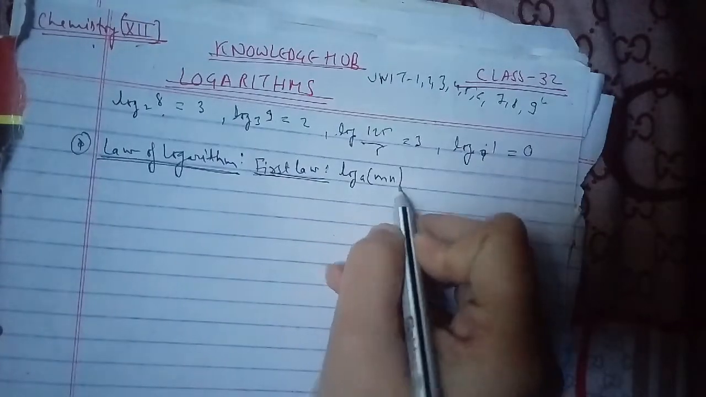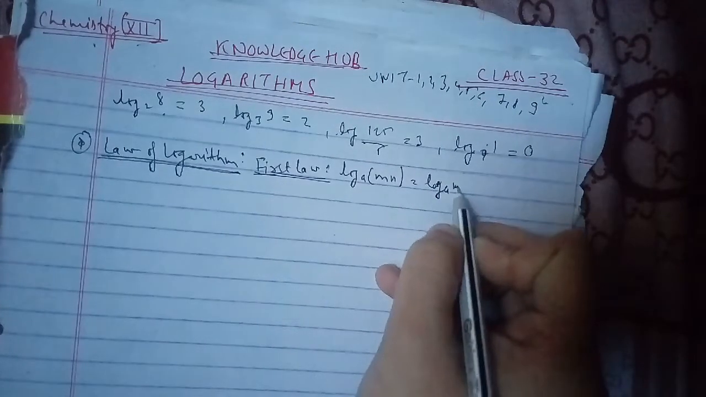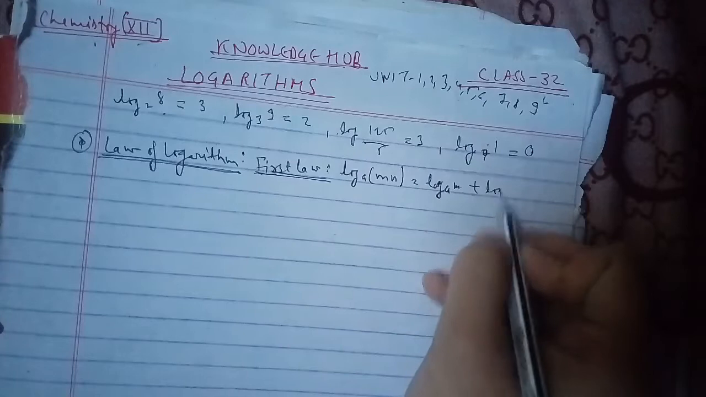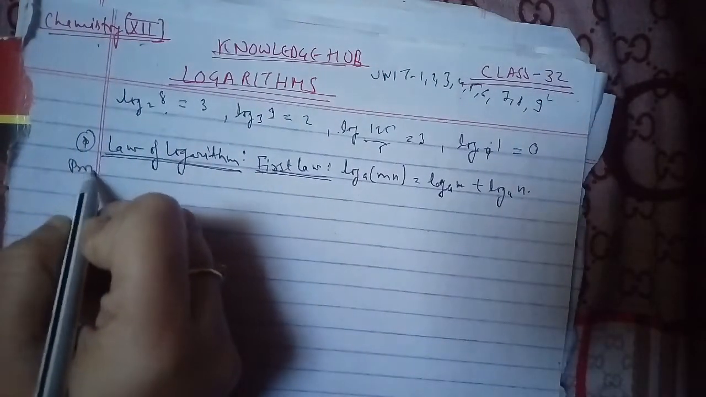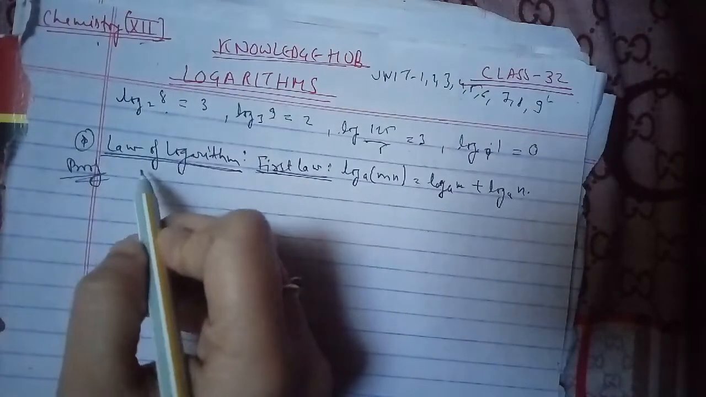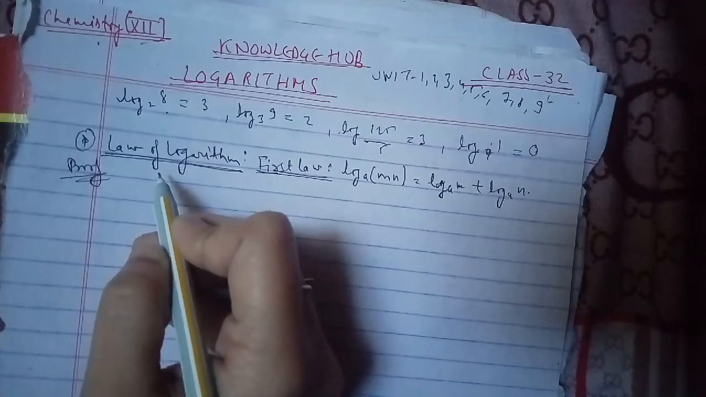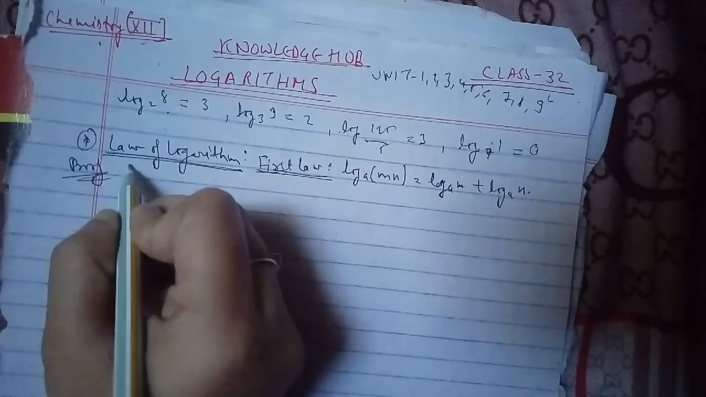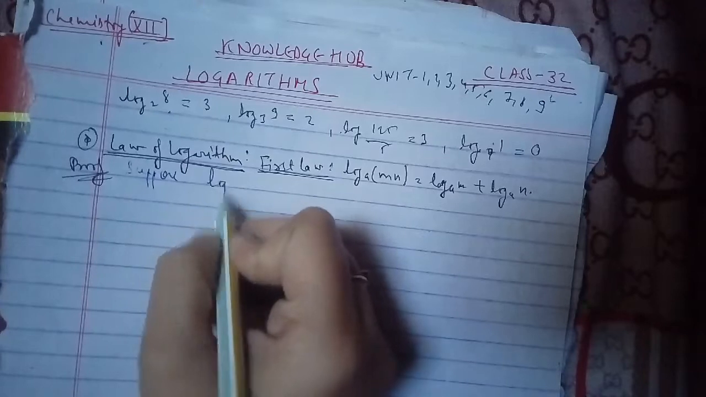So for the same, for proving, suppose that log a m equals x and log a n equals y. Okay, suppose log a of m is equal to x, log a of n equals y.